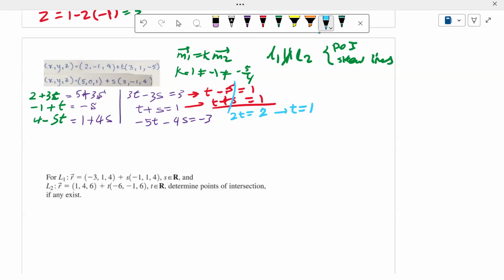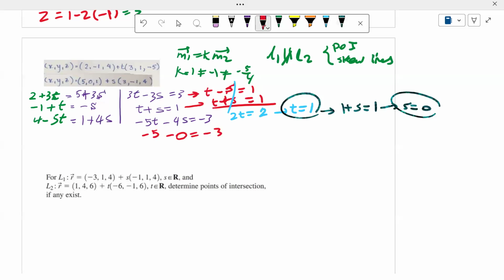Now that I have t is equal to 1, I use the second equation. 1 plus s is equal to 1, so s is equal to 0. Now I'm going to put it in the third equation. So minus 5 times 1 is minus 5, and this is 0 because s is equal to 0, equals minus 3. So now I have minus 5 is equal to minus 3. Is that correct? No. Therefore, because the left-hand side is not equal to the right-hand side, I'm going to have skew lines. And I stop right there.